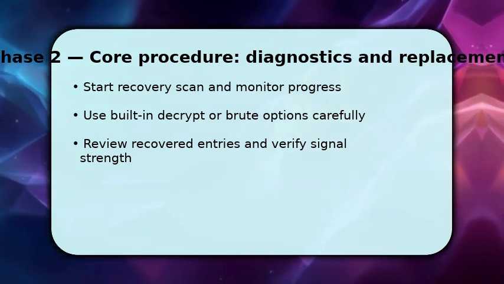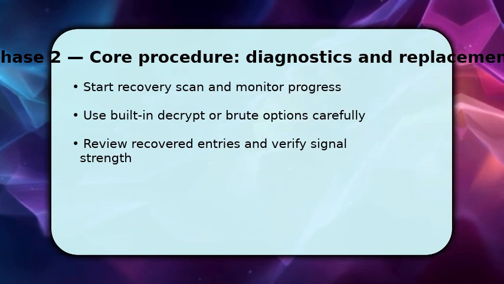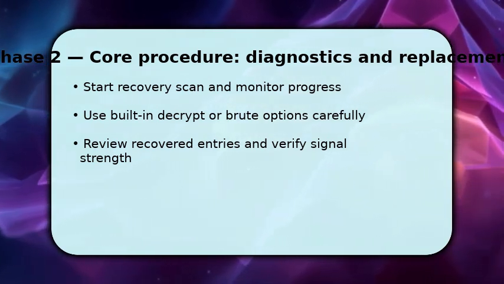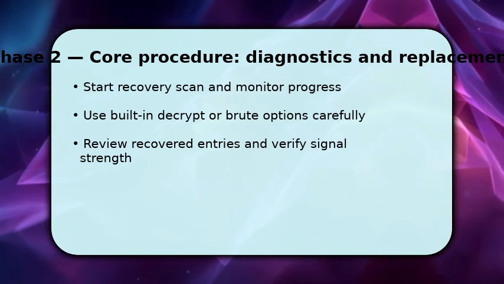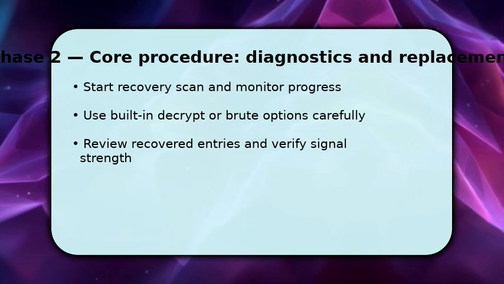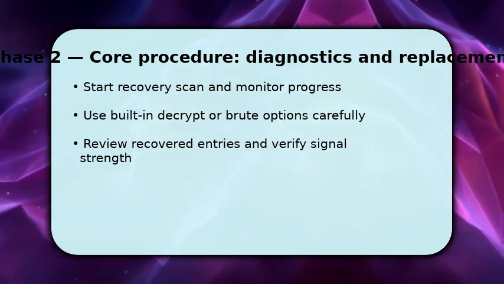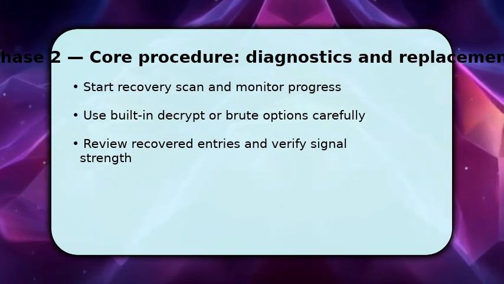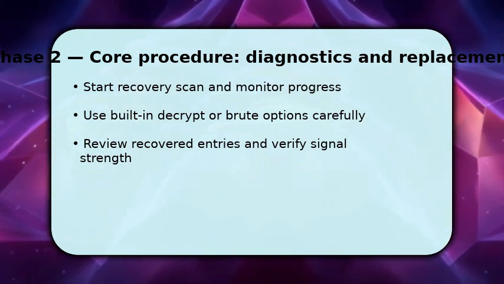If decryption is available, select it for faster, reliable results. If not, pick a controlled brute mode and limit threads to avoid overheating. While the app works, inspect logs for errors and note candidate keys. This helps you understand why a key succeeded or failed. Make sure to pause if battery drops below 20% and resume when stable.